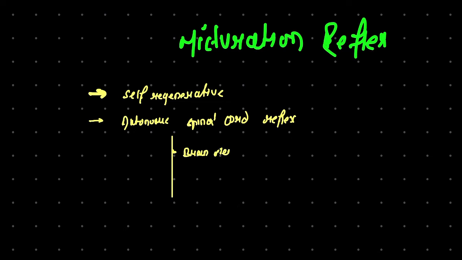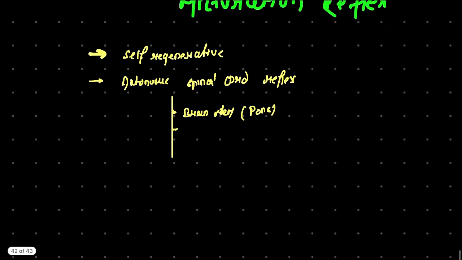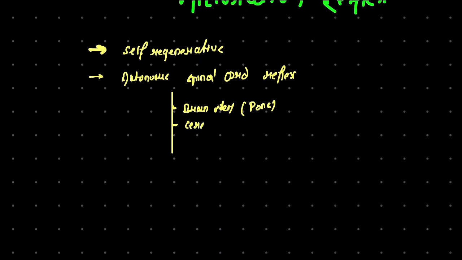It is important to know, because when we draw a flow chart of our micturition reflex, at that time these things will come. Under the brain stem, it is mainly present in the pons. And similarly, moving further, we have the cerebral cortex also.